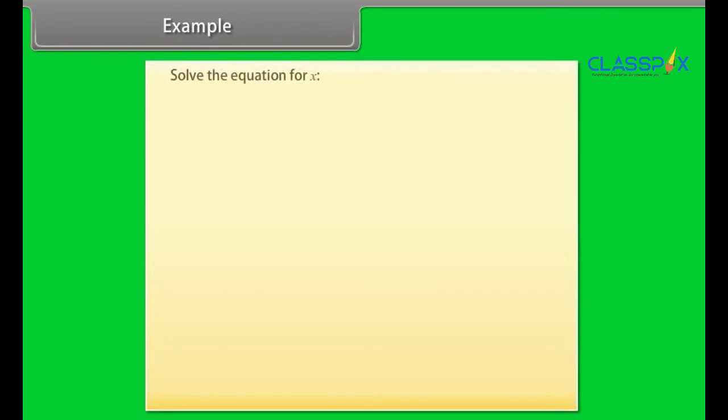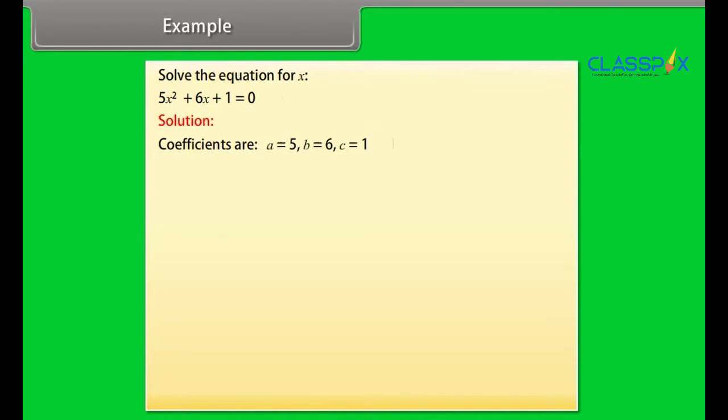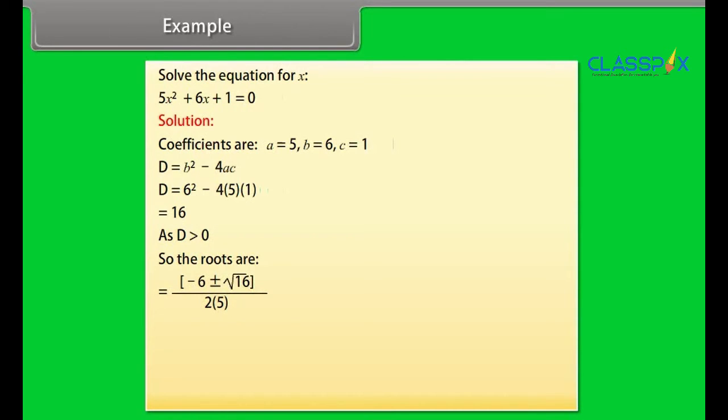Example. Solve the equation for x. 5x square plus 6x plus 1 is equal to 0. Solution. Coefficients are a is equal to 5, b is equal to 6, c is equal to 1. D is equal to b square minus 4ac. D is equal to 6 square minus 4 into 5 into 1 is equal to 16, as D greater than 0. So the roots are x is equal to minus 6 plus minus under root 16 by 2 into 5 is equal to minus 6 plus minus 4 by 10. On solving, we get x is equal to minus 1 and minus 0.2.